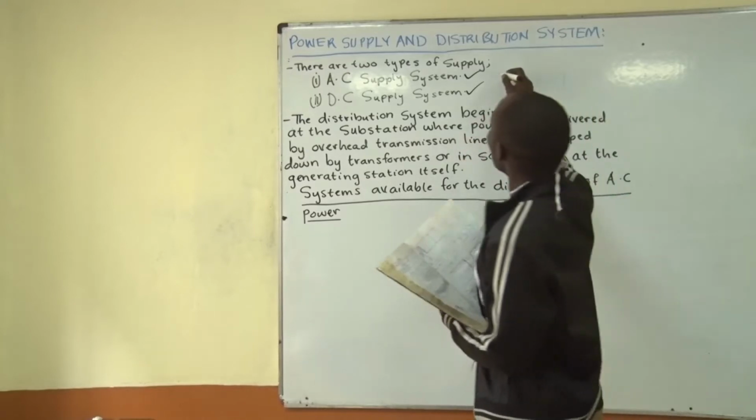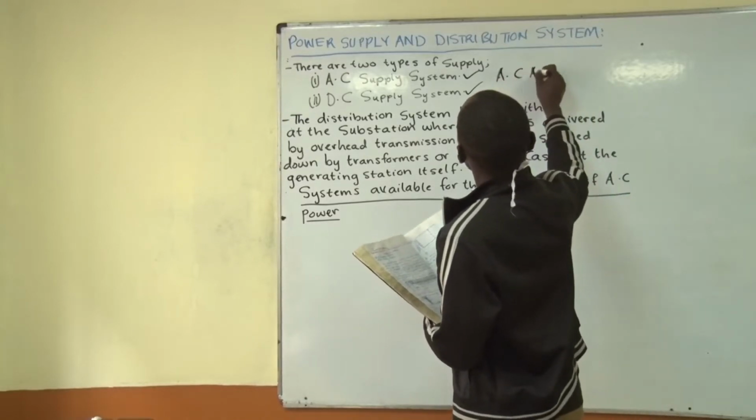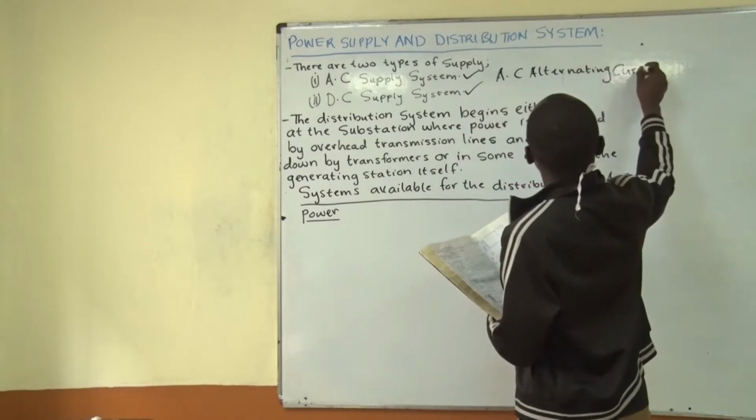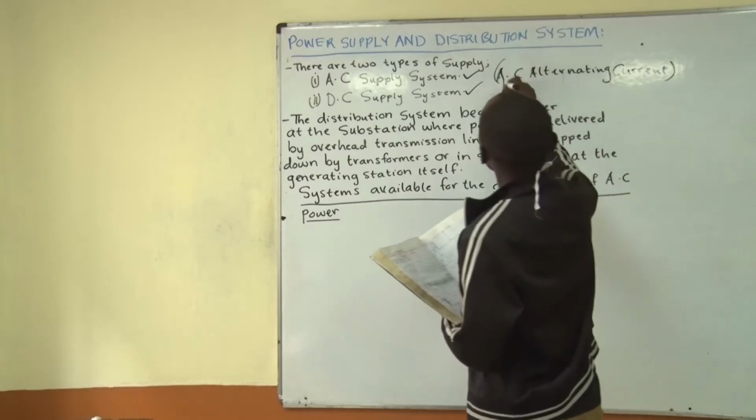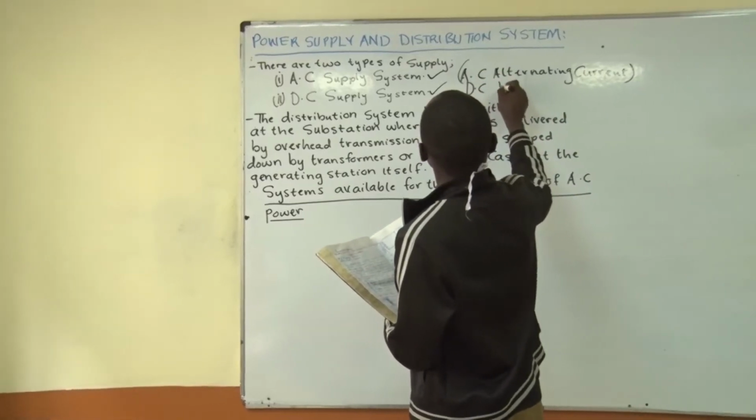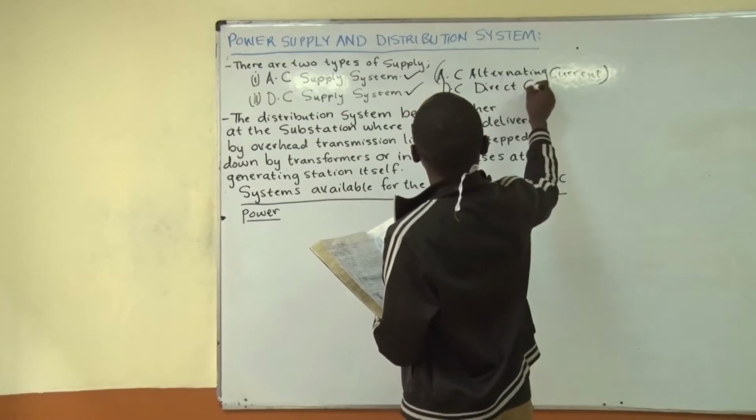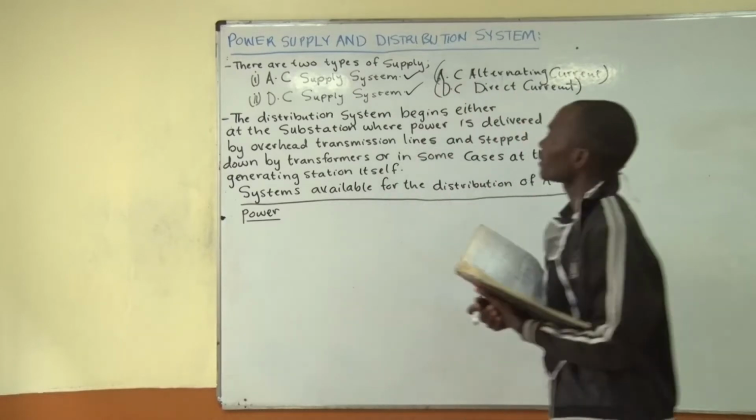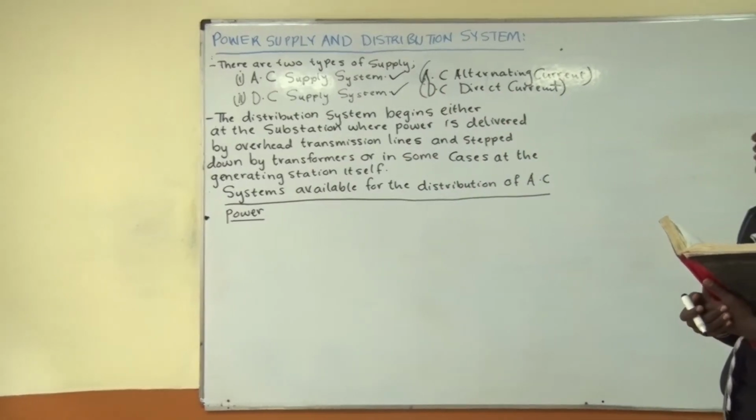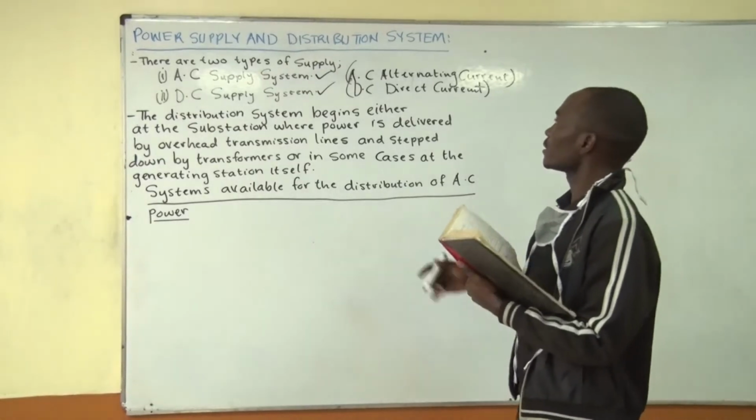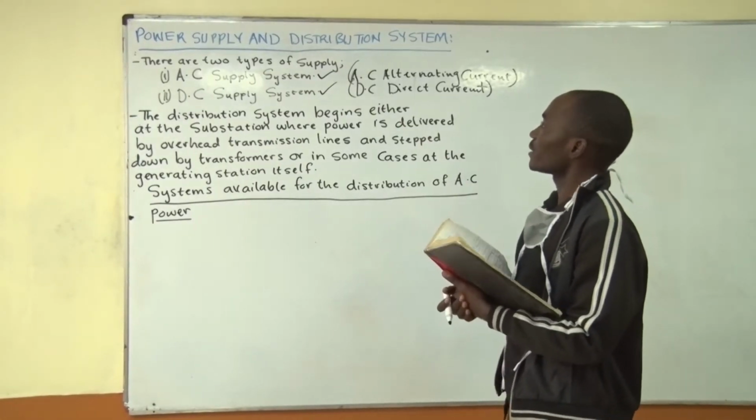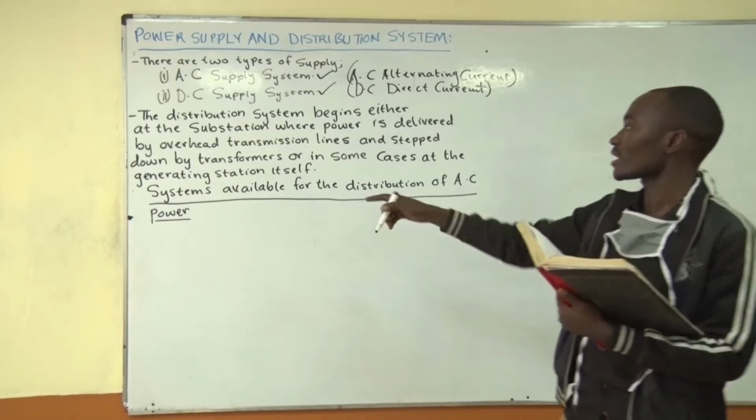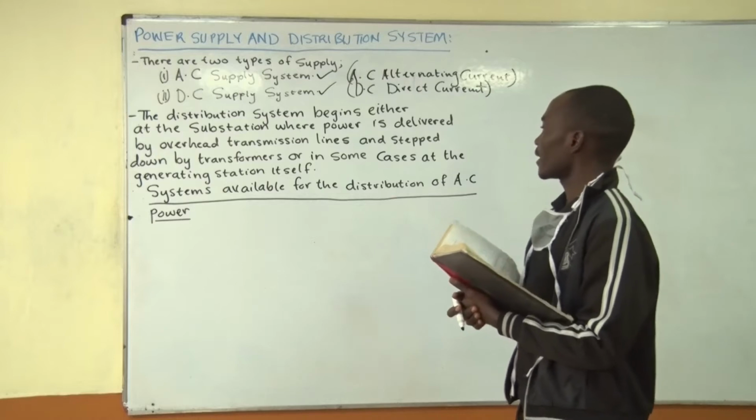You know that AC abbreviates alternating current, while DC abbreviates direct current. And we want to look at the different combinations of those phases in the distribution of the AC power and the distribution of the DC power. So for instance, let's look at the systems available for the distribution of AC power.